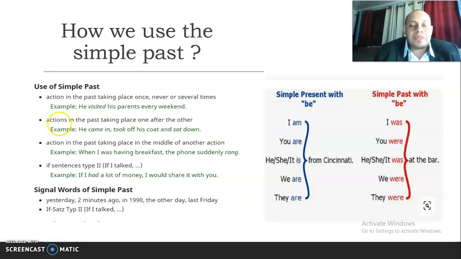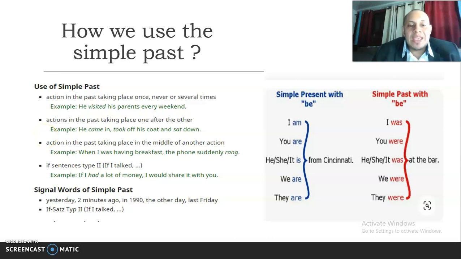The other usage is actions in the past taking place in the middle of another action. Let's see the example. When I was having breakfast, the phone suddenly rang. So I was having breakfast, I was eating, and all of a sudden the phone rang. So this is one option to use simple past.